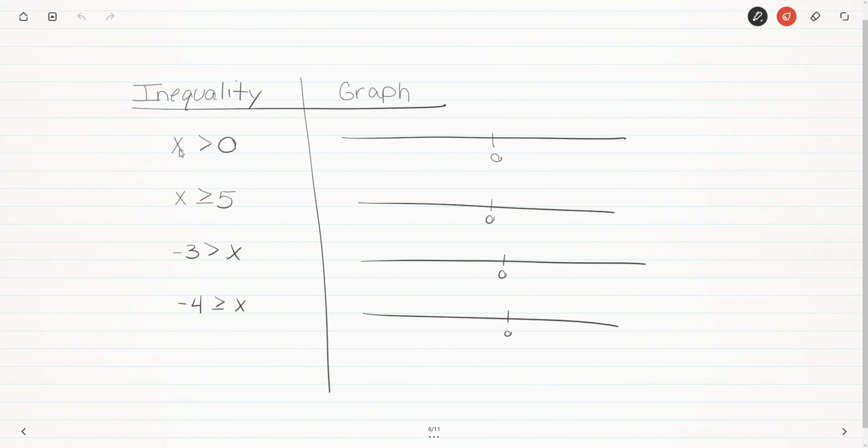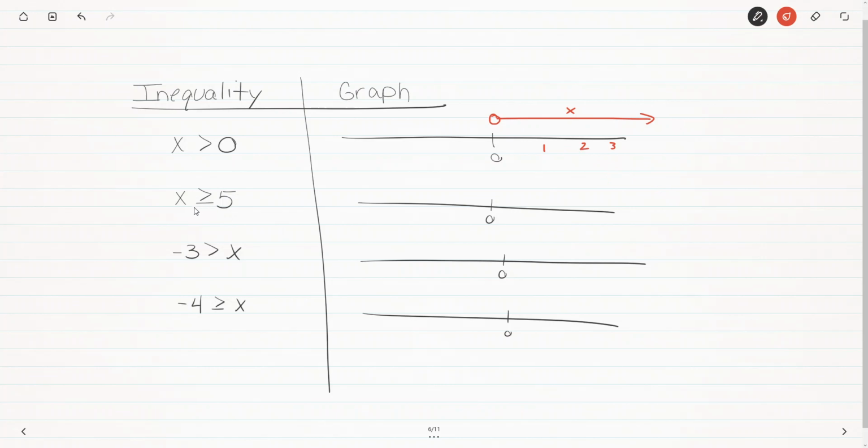So we have x is greater than 0. Well, 0 is just a placeholder because it can't be equal to 0. So we get an open circle on 0, and I have x is greater than 0. Well, all the greater numbers would be in this direction. And remember, x is the arrow, and I have like 1, 2, 3, and so on. So that would be your graph.